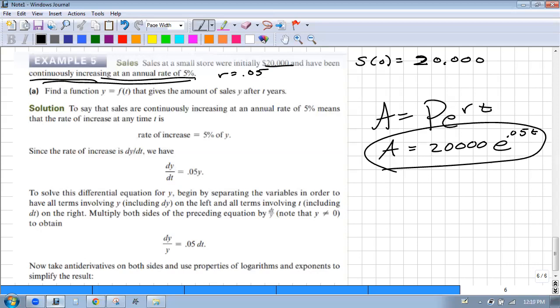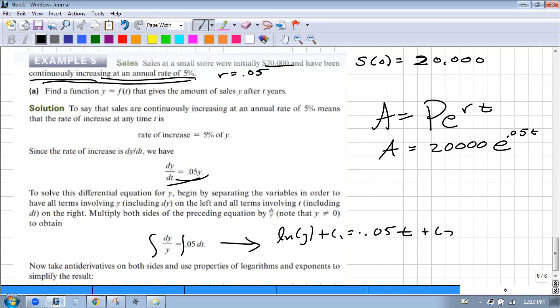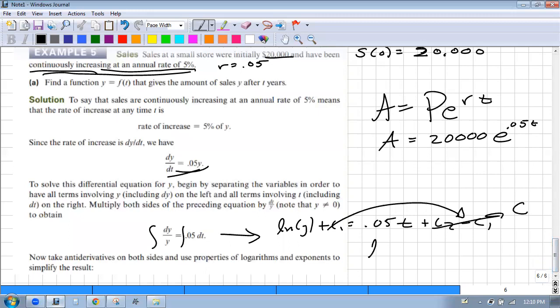Well, why is that the formula, right? So if we start here, we can bring the y down here, and bring the dt over there, and then we can integrate both sides. The integral of 1 over y is natural log, and then the integral of dt is t. Bring the c's over here, call this a constant. So we have what? Natural log of y equals 0.05 t plus some constant.